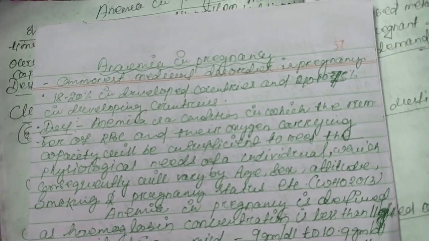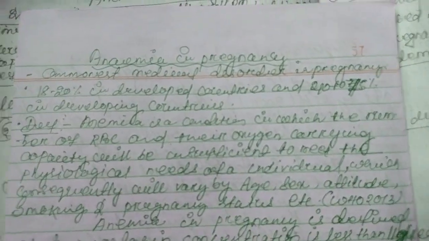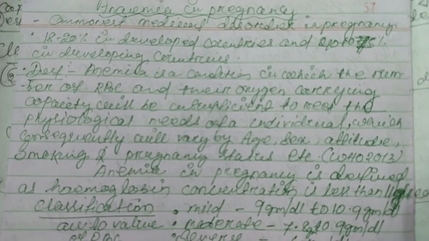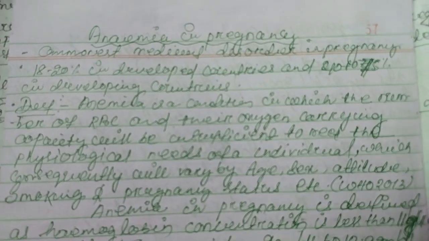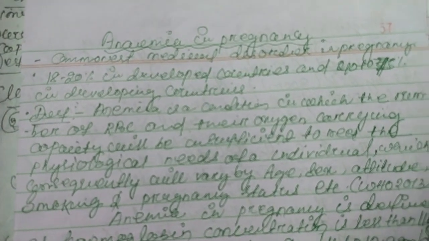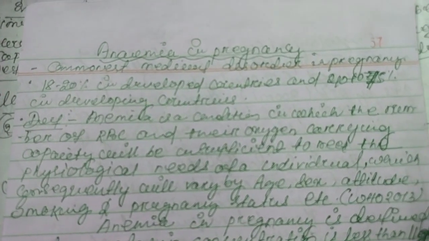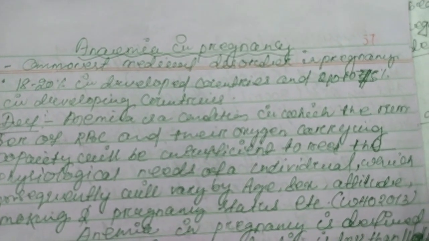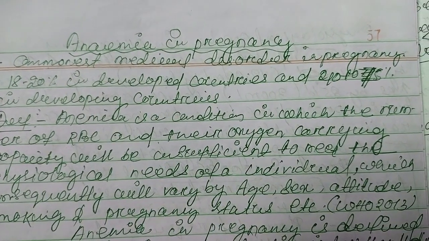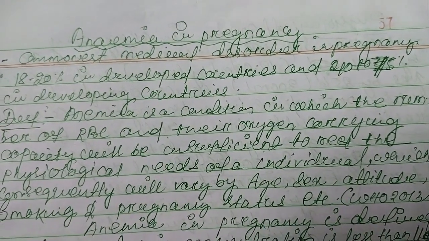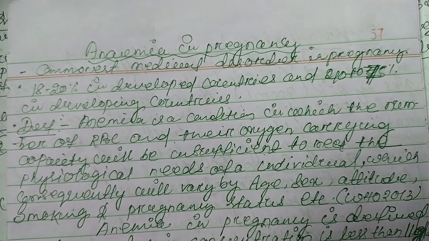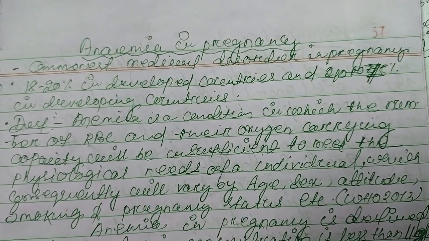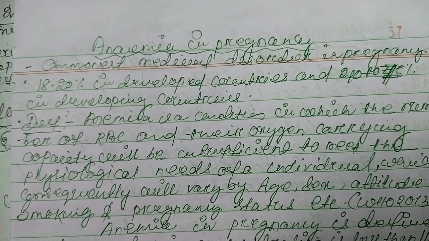Hello guys, today we'll talk about anemia in pregnancy. So first of all, we will see the introduction. What is the meaning of anemia? First we'll discuss anemia. It is the commonest medical disorder in pregnancy. Around 18 to 20% is in developed countries, and 40 to 75% is in developing countries like India.